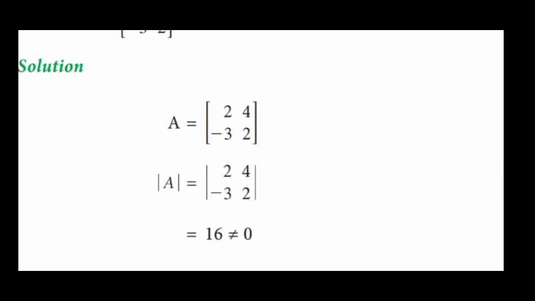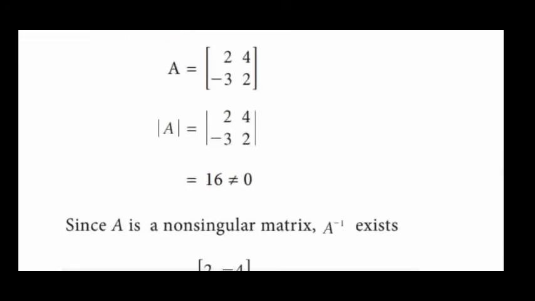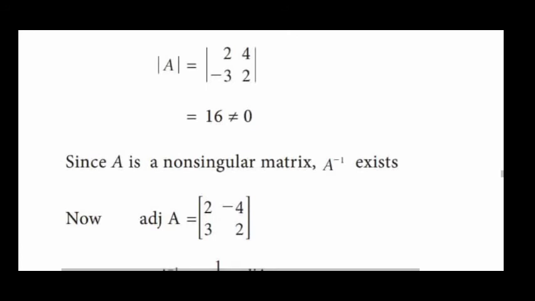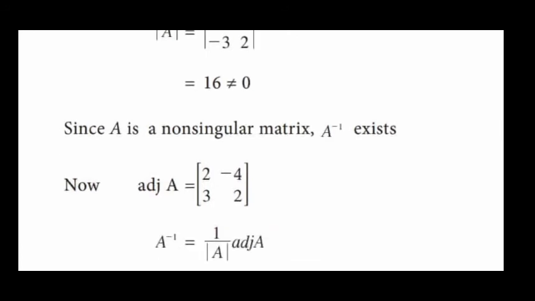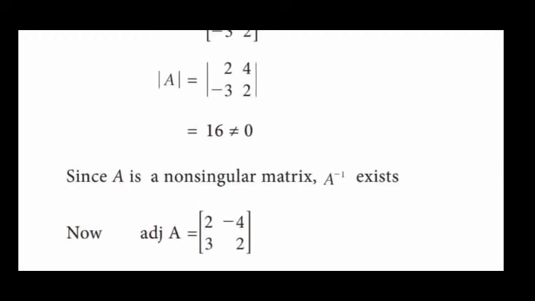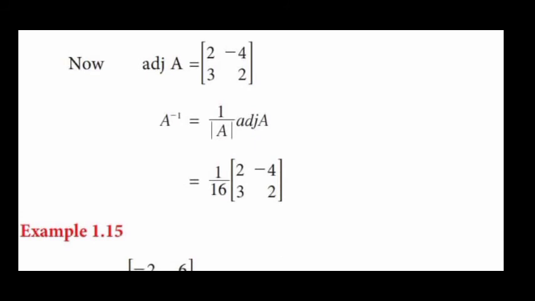Here, the determinant of A is not equal to 0, that is 16. So we are finding A inverse by applying the formula. Since A is a non-singular matrix, A inverse exists. Adjoint of A equal to 2 minus 4, 3, 2. So, A inverse is nothing but 1 by determinant of A into adjoint of A. Adjoint of A is found by interchanging the main diagonal and changing the sign of the off diagonal. Okay, we are getting the value like this.